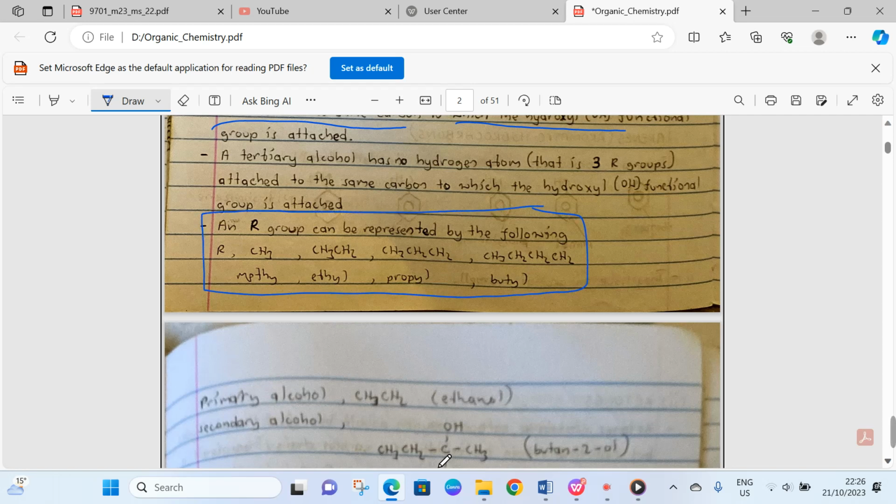Another group can be represented by the following. We've got what is called a methyl, right? An ethyl group, a propyl group, a butyl group. These are alkanes whereby one hydrogen atom has just been removed. Okay, this was once methane. We removed one hydrogen atom and it became a methyl group. This was ethane. One hydrogen atom removed gives us an ethyl. Propane, one hydrogen atom removed, propyl. Okay, this was butane. One hydrogen atom removed is now a butyl. Okay.